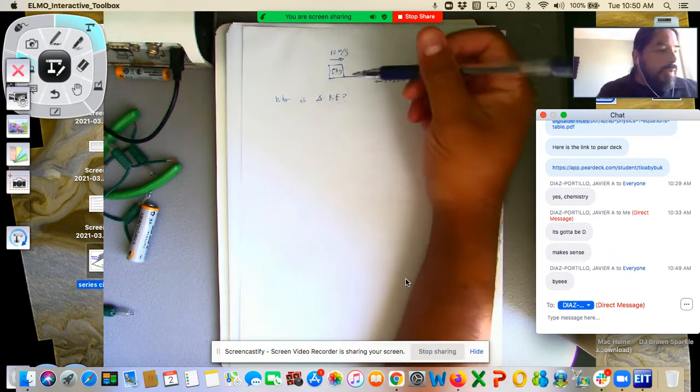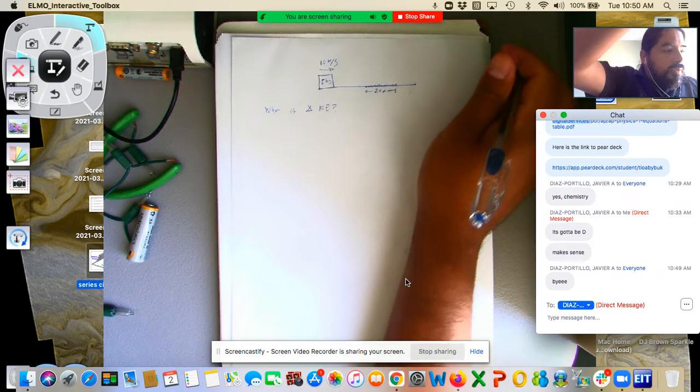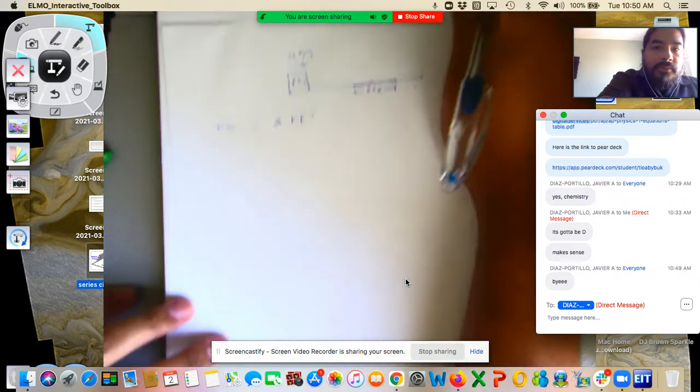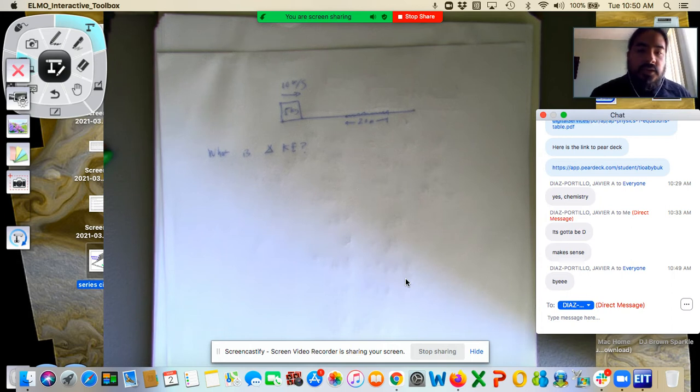All right, so how do you solve this problem here? What's the change in kinetic energy? So we're looking at a 5 kilogram mass that is moving across a frictionless surface up until this one point, where there is about 2 meters of surface with friction.